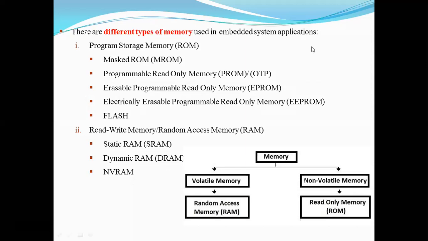So coming to here, there are different types of memories used even in an embedded system, right? The first one is the ROM we will be discussing, that is the program storage memory, that is nothing but the ROM. That is the permanent memory. In that you can see 5 types are there. The first one is masked ROM, that is called MROM. Next you have programmable read-only memory, that is PROM. Then third, erasable programmable read-only memory, EPROM. Then you have electrically erasable programmable read-only memory, EEPROM. And then you have flash.